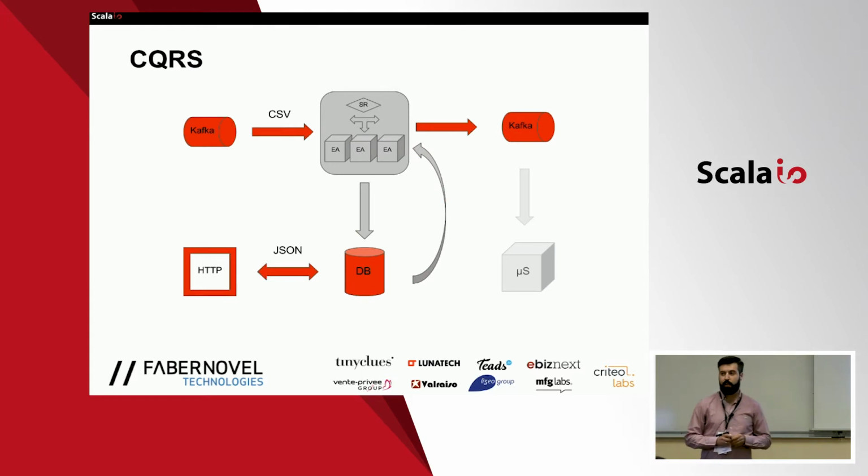Then we have the CQRS, Command Query Responsibility Segregation. As we said, we are going to use Kafka on one side with a CSV representation, and on the other hand, we are going to have HTTP endpoints, exactly only one, but with a JSON representation.